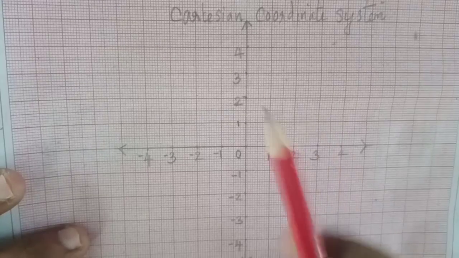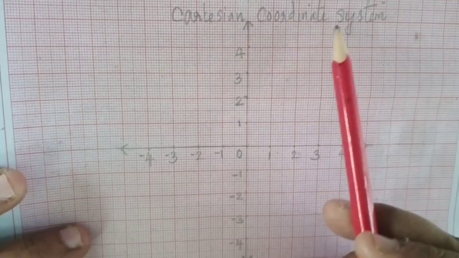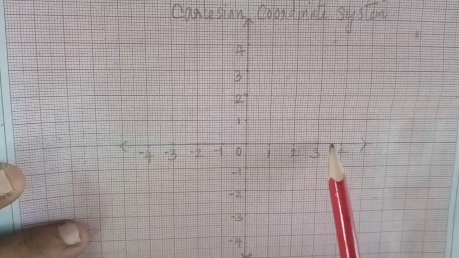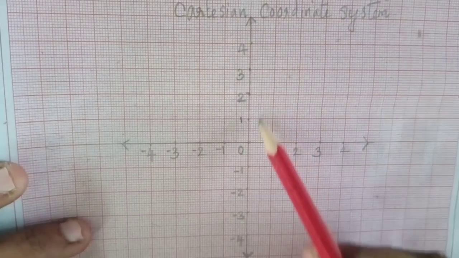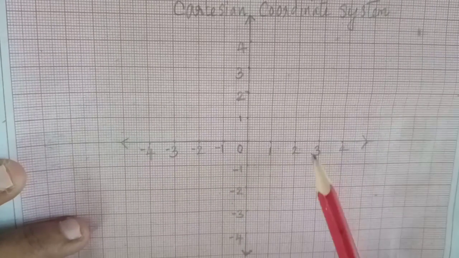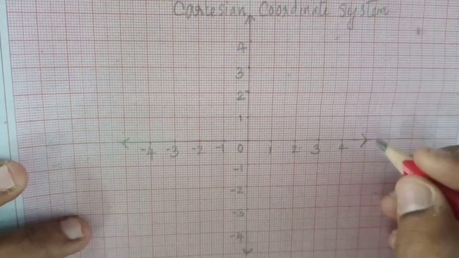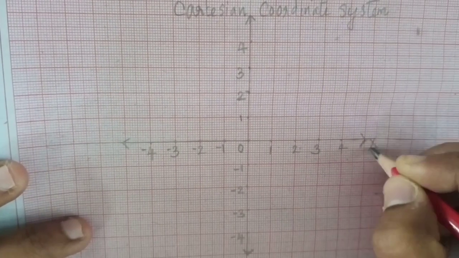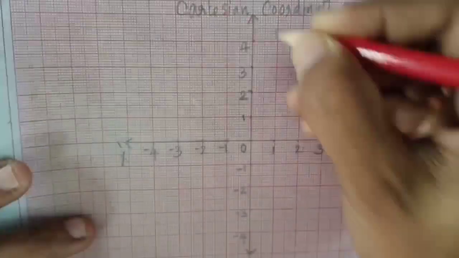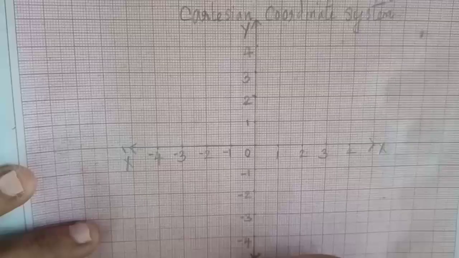Next, we will discuss the Cartesian coordinate system. In the Cartesian coordinate system, there are horizontal lines and vertical lines. The horizontal line is called the x-axis and the vertical line is called the y-axis. This is the horizontal line, this is the x-axis, so x dash. The vertical line is the y-axis, so y dash.